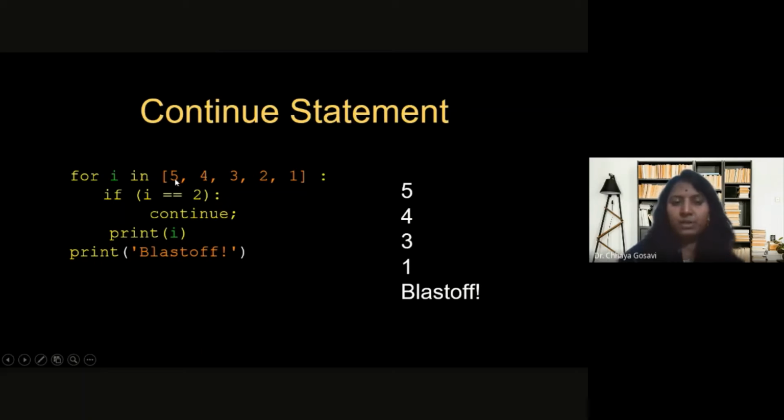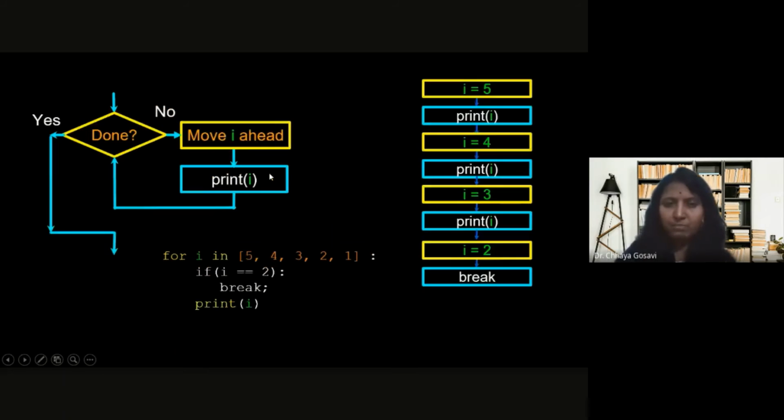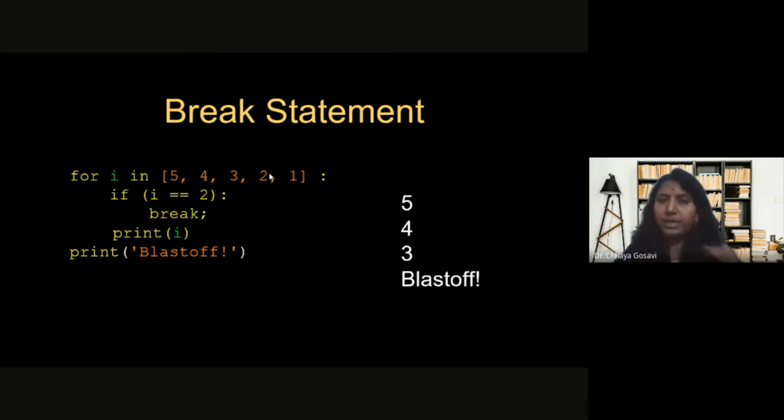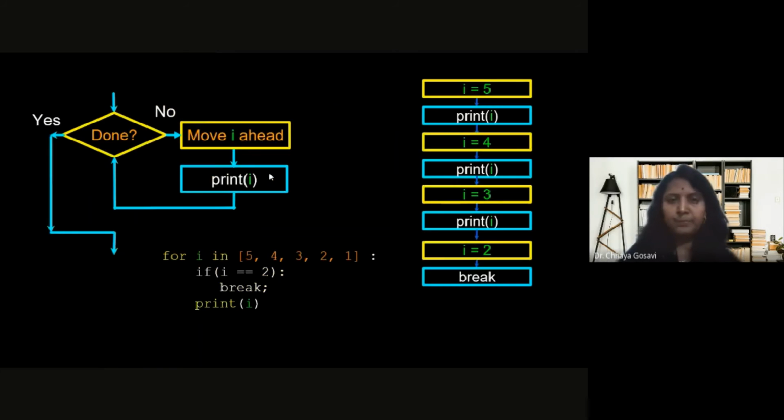For example, now it will print 5, 4, 3, and for 2, we are saying continue. Continue will go again into the condition part, increment the value of I, next is 1, so it will print 1 and blast off. So this has executed the loop till the end, just skipping this value 2. So there is a difference between the break statement and the continue statement. The break statement is used to break the sequence or flow of the for statement, and continue is used to skip that particular step and continue with the rest of the steps.